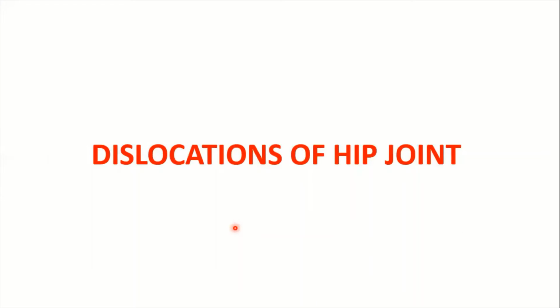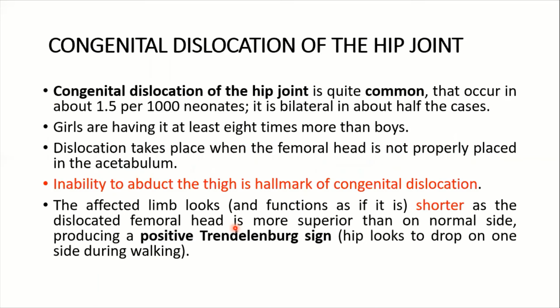So now very important, dislocation of the hip joint. It can be anterior or posterior. Posterior is more common. Congenital dislocation is pretty common as well. It occurs in about 1.5 per 1,000 neonates. It is bilateral in about half the cases. It can be unilateral, of course. Girls are affected at least 8 times more than boys.